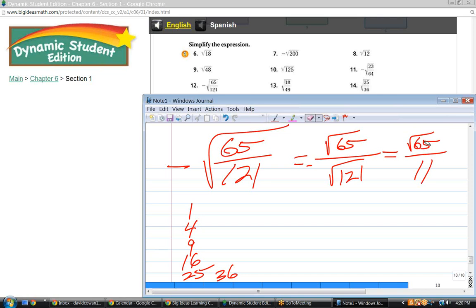I don't want to write that as square root of 13 times square root of 5. That would be 2 terms instead of 1. Of course, I still need my negative sign, but that's the right way to do that problem.